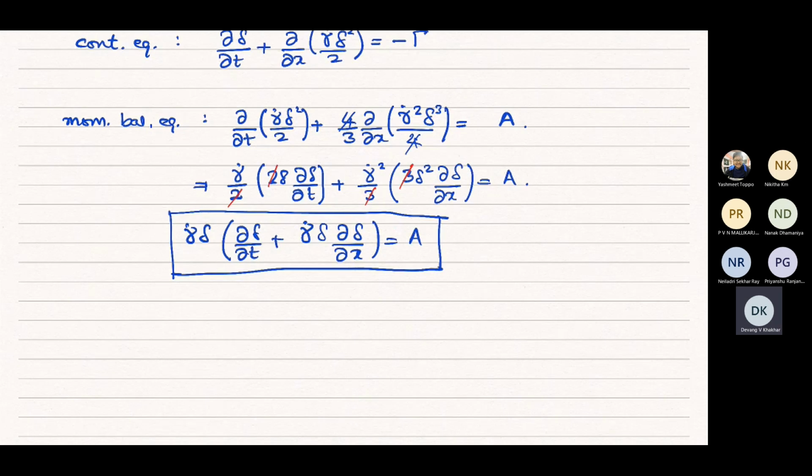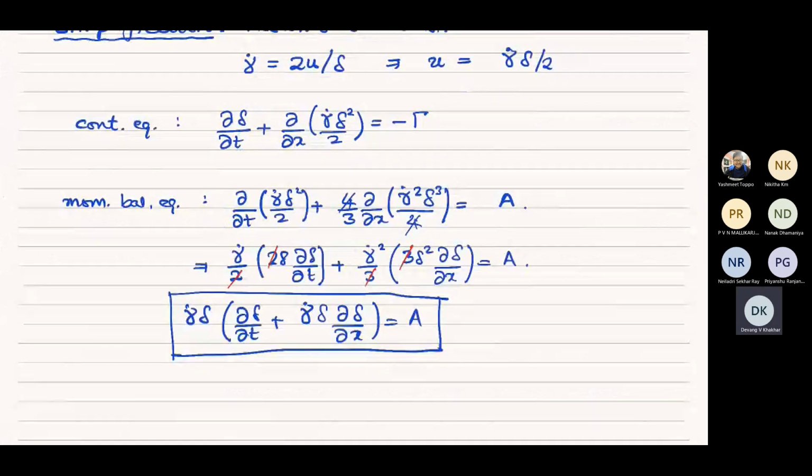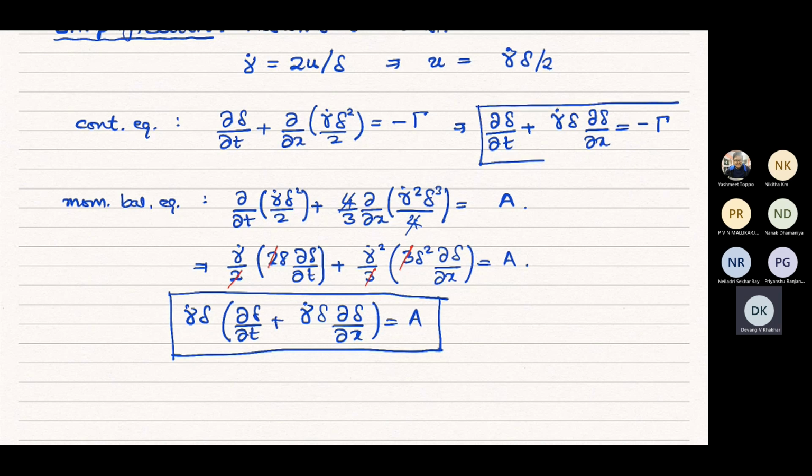so that is fine. And actually I should have simplified the continuity equation also, and if I just do it in the same way, I'll get del delta by del t plus, now here when I take this out, plus gamma dot delta into del delta by del x is equal to minus gamma. So it's exactly the same way I did for the momentum balance. You can simplify it out. And so this, because gamma dot is constant, we can take it out.